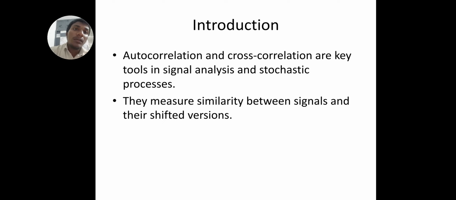Here the autocorrelation and cross correlation are the two major key points for signal analysis and stochastic processes. They measure the similarity between signals and their shifted versions.